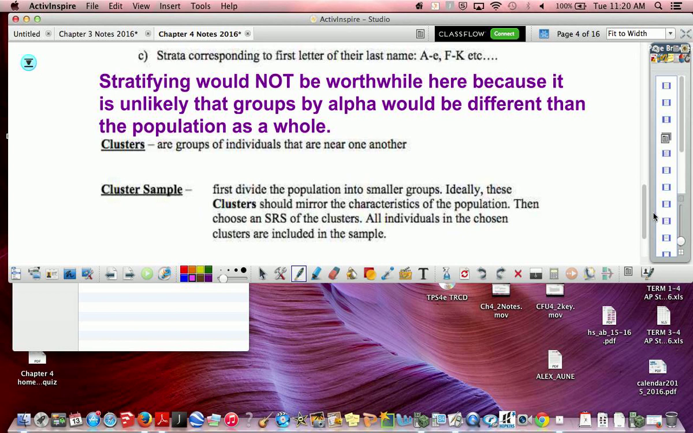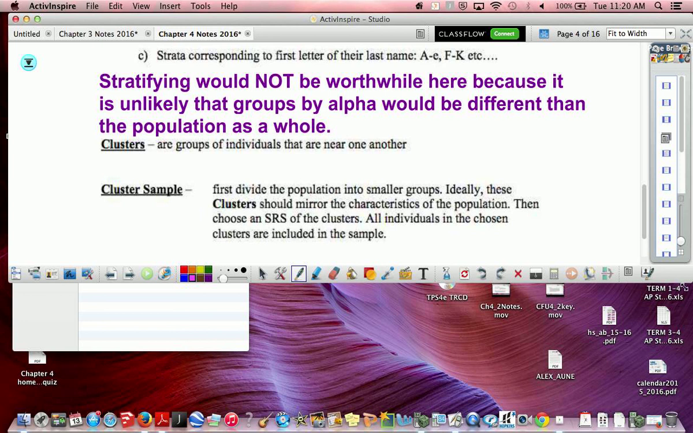So clustering can leave out certain pieces of the population. That can be the downside of clustering. So you do want to try to make sure they mirror the characteristics of your population.